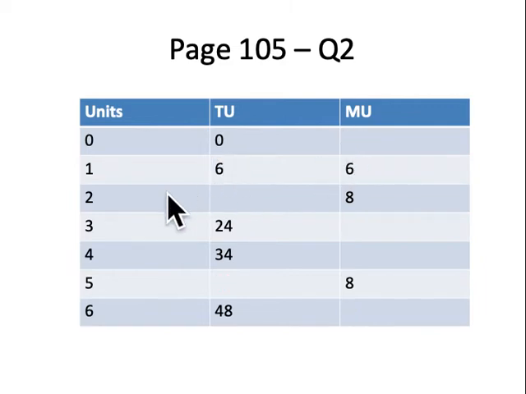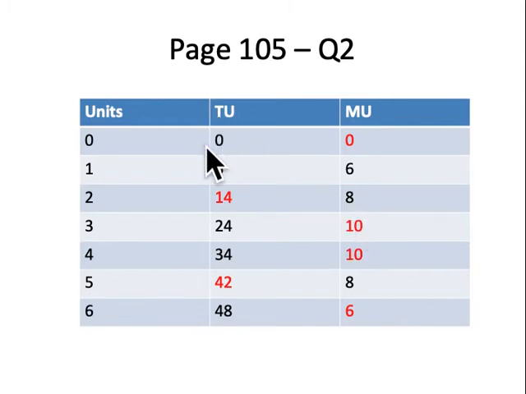The next stage told us that the second unit gave us 8 marginal utility. So by consuming this second one, I get 8 more satisfaction. I already had 6, so 6 plus 8, my total satisfaction is now 14. In the same way, after I consume 3 units, my total satisfaction is 24. Previously, my total satisfaction was 14, so if I go from 14 to 24, that means my third unit gave me 10 marginal utility.